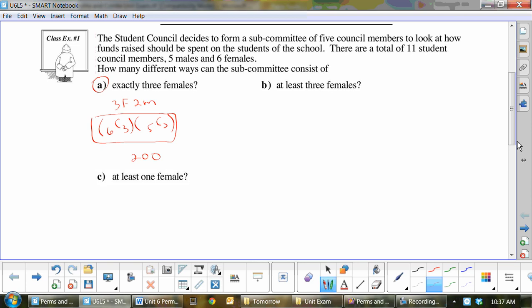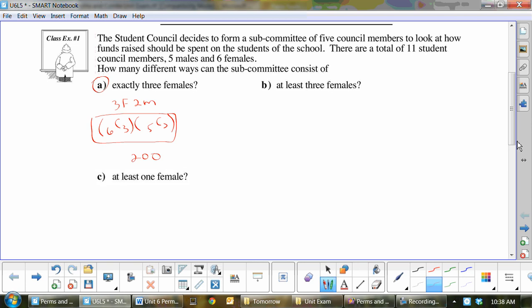Now, the wording can be changed a little bit, and I want at least 3 females. Now, how can we put this in layman's terms? How would you talk to a 5-year-old and tell them what at least 3 females means? You could have 3 females, 4 females, 5 females, 6 females. Could you have 6 females, 7 females? Why not? Because there are only 5 on the committee. Okay? So, guys, are we okay back there?